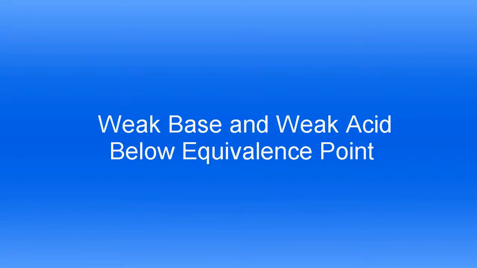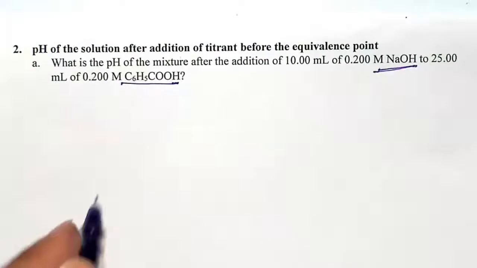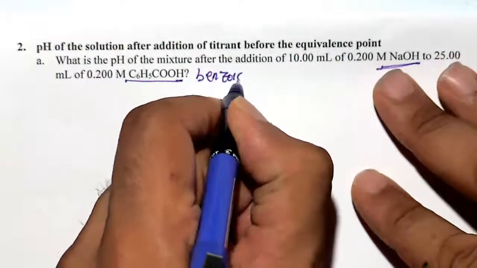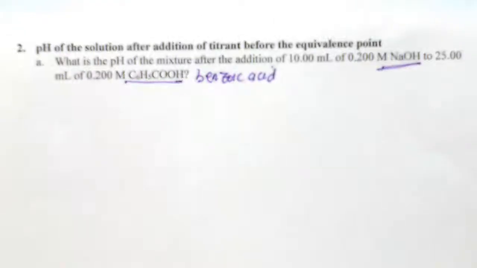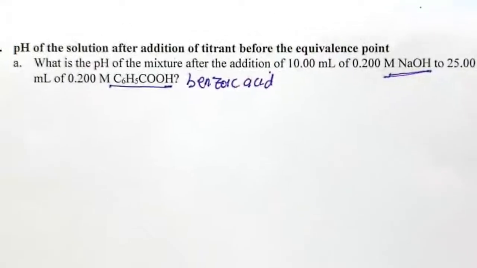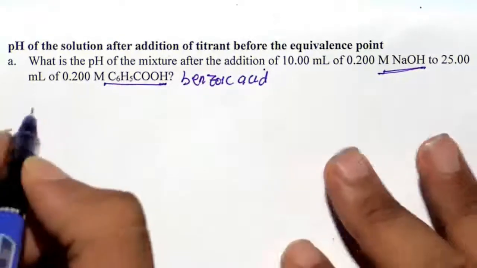Here we have a situation where we are mixing a strong base, NaOH, with a weak acid, which is benzoic acid. We mix the two with their corresponding volumes and concentrations. We're asked to determine the final pH of the mixture. So let's first start off with writing the reaction that's going to happen.